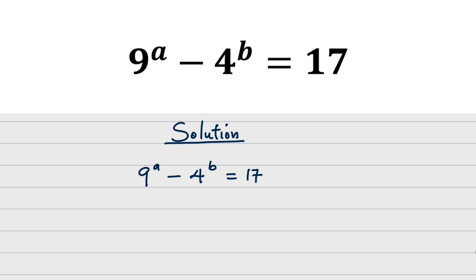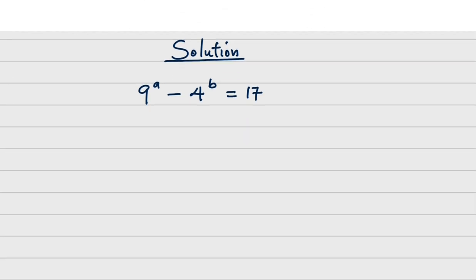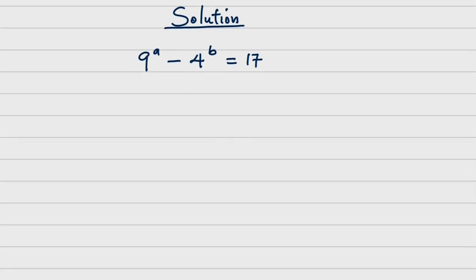Now, why this question seems to be a bit complicated is we have 9 raised to power A, then minus 4 raised to power B. The powers are different, A and B. Supposing they are the same, then it would have been a lot easier. But we can work out something here. Now, what do we do?